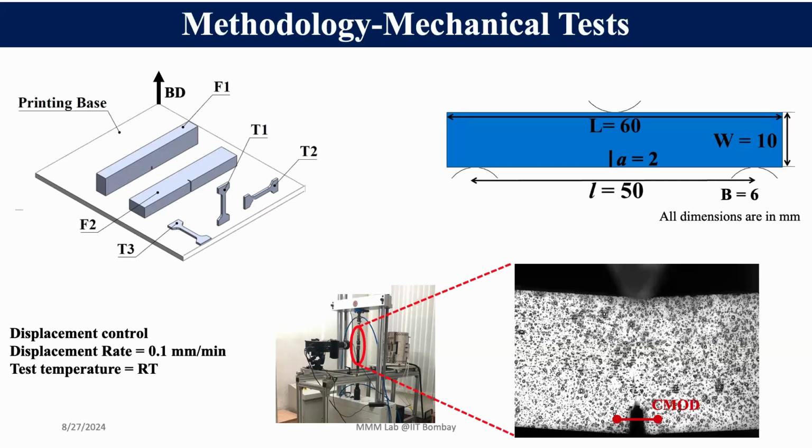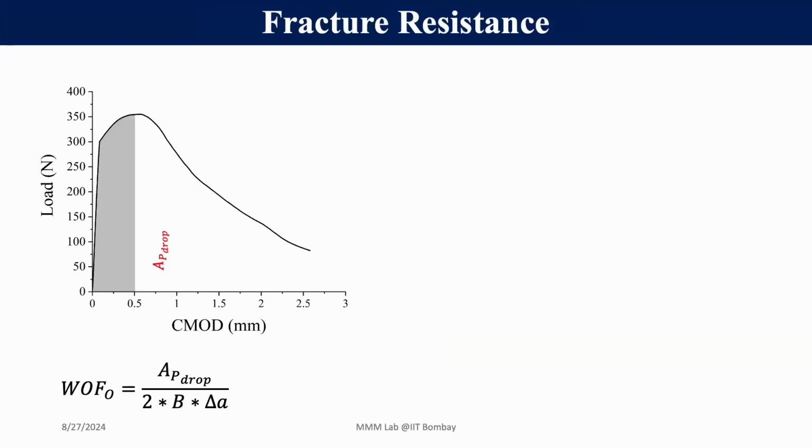in order to use in the simulation methodology. We did all of the tests on the SENB, single edge notch bending, and measured the CMOD using the DIC camera. We recorded the images during the test and processed them with the Vic-2D software to determine the strain mapping and the CMOD. We quantify the fracture resistance in terms of the work of fracture, and the initiation work of fracture is defined as well.